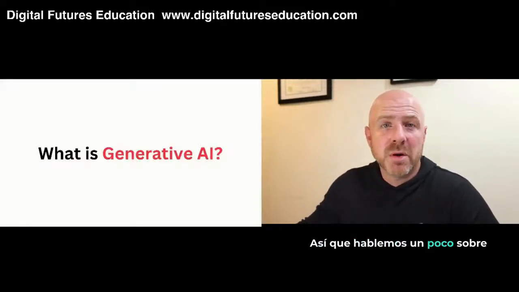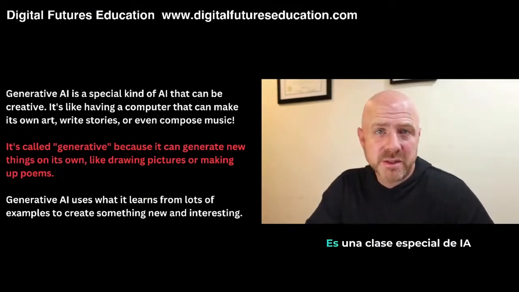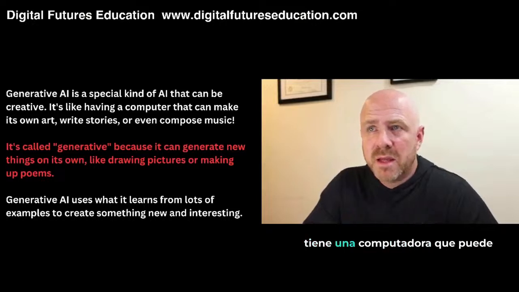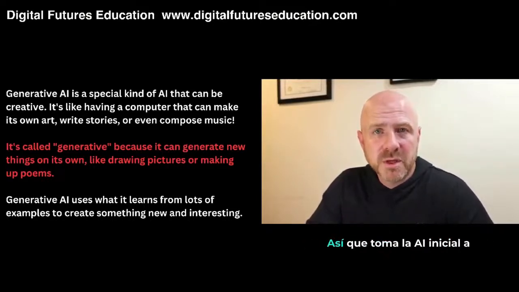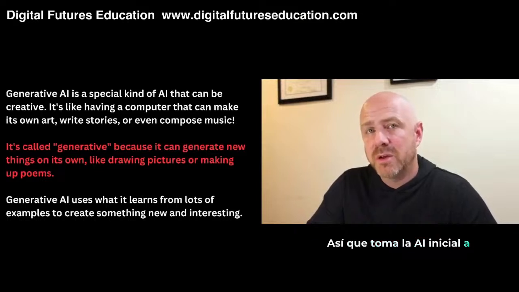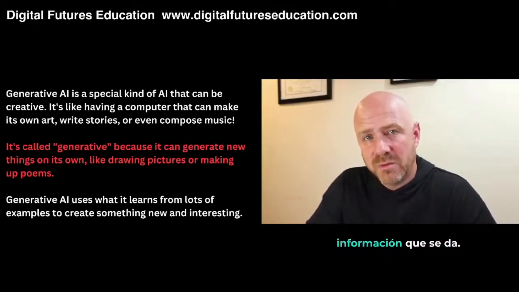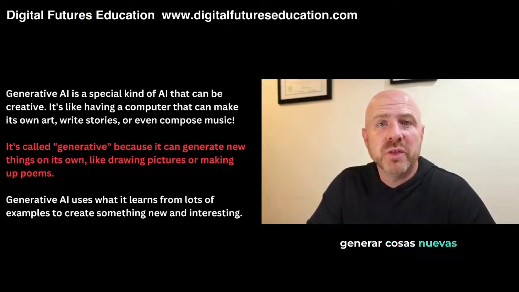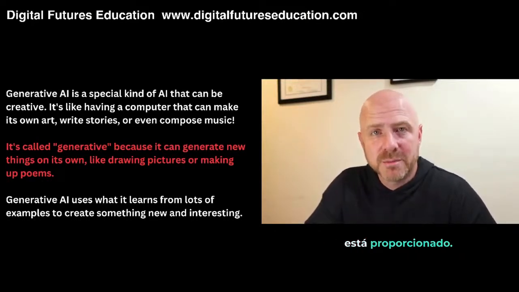So let's talk a little bit about what generative AI is. Now, generative AI is a special kind of AI that can be creative, ultimately. It's a computer that can make its own art, write stories, or even compose music. So it takes the initial AI to another level where it creates its own constructs of ideas out of the information it's given. It's called generative because it can generate new things on its own, like drawing pictures or making up poems, all from the information that's provided.